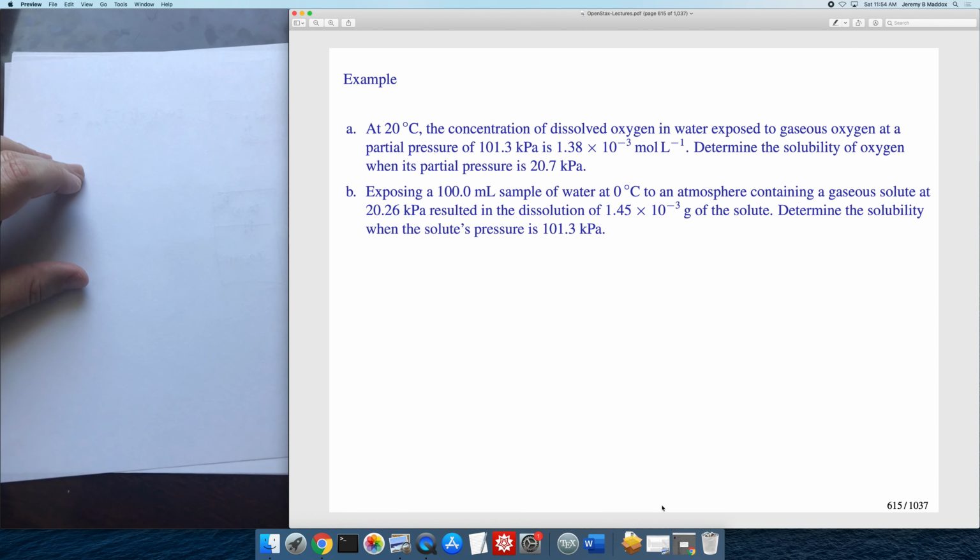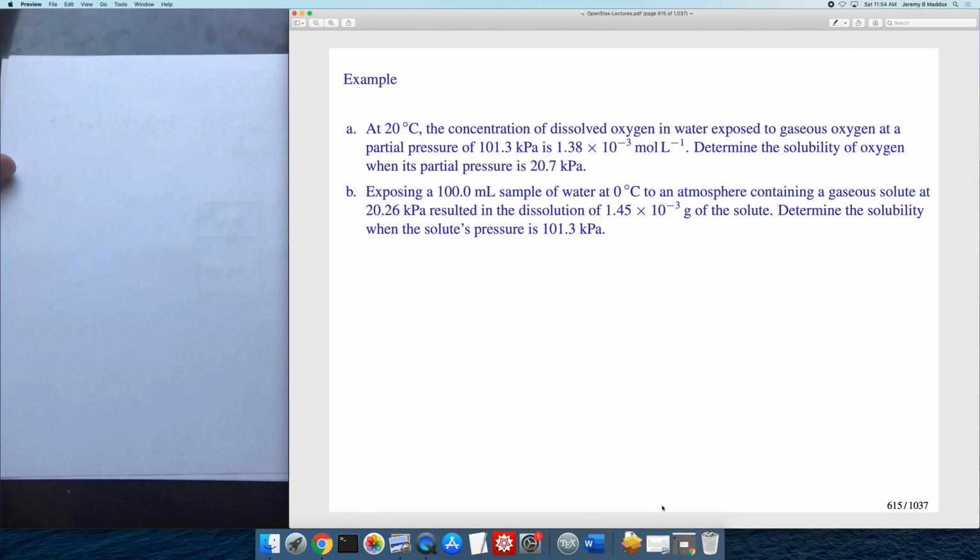So here we've got a problem. It says at 20 degrees Celsius, the concentration of dissolved oxygen in water exposed to gaseous oxygen at a partial pressure of 101.3 kilopascals is 1.38 times 10 to the minus 3 moles per liter. Determine the solubility of oxygen when its partial pressure is decreased to 20.7 kilopascals. So notice we've got a pressure and a solubility. Then they want us to change the pressure and find the new solubility.